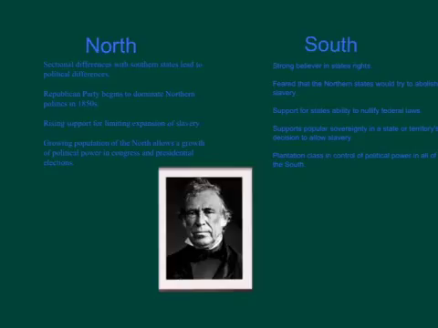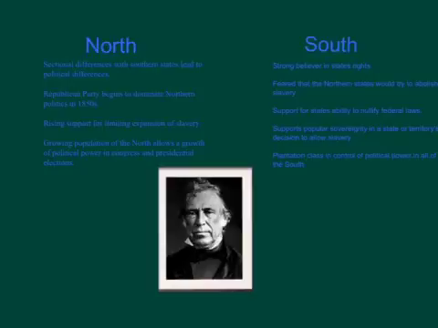The North and South also had many political differences. Sectional differences between the northern and southern states led to political differences between the two regions. The Republican Party began to dominate northern politics during the 1850s. Rising support for limiting the expansion of slavery started in the North. The growing population of the North allowed a growth of political power in Congress and presidential elections.